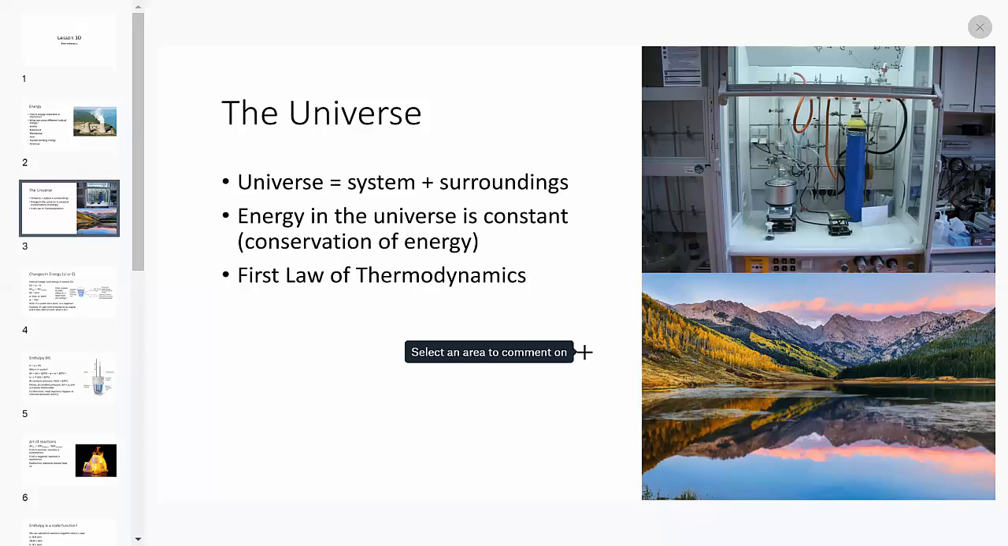The first law of thermodynamics is that the energy in the universe is going to be a constant. This is called conservation of energy. Any energy that the system absorbs has to come from the surroundings, or if the system outputs energy, that energy has to go into the surroundings. You can't make or create energy or mass. Mass and energy are really the same thing.